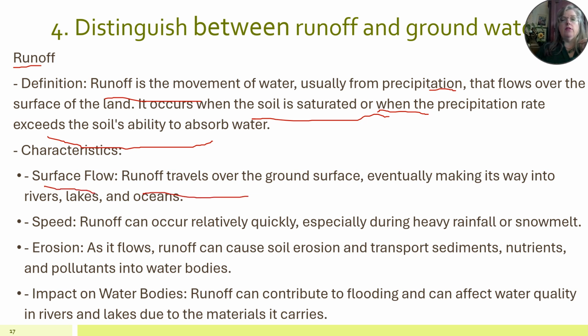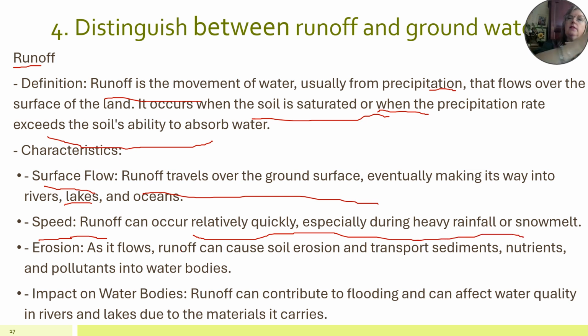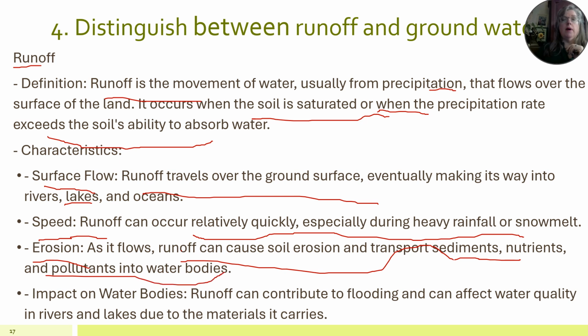The runoff travels over the ground surface, eventually making its way to rivers, lakes, and oceans. And the speed of the runoff, it can occur relatively quickly, especially during a heavy rainfall or snow melt, which means that's where you get kind of mudslides going on. Depending if you have heavy rainfall, you can get some bad runoff. It's going to add to erosion. As it flows, the runoff can cause soil erosion and transport sediments, nutrients, and pollutants back into the water bodies.